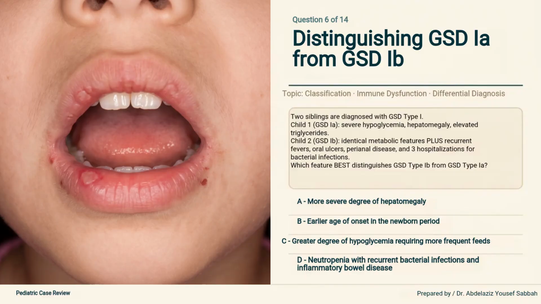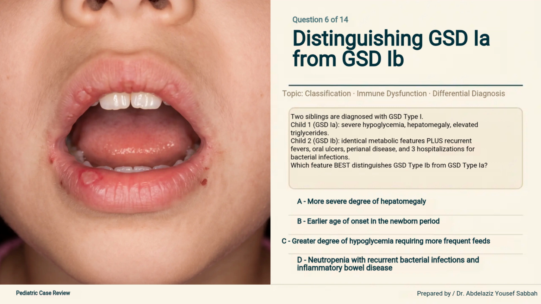Question 6. 2 siblings are diagnosed with glycogen storage disease type 1. Child 1 with type 1A has severe hypoglycemia, hepatomegaly, and elevated triglycerides. Child 2 with type 1B has identical metabolic features, plus recurrent fevers, oral ulcers, perianal disease, and 3 hospitalizations for bacterial infections. Which feature best distinguishes glycogen storage disease type 1B from type 1A?